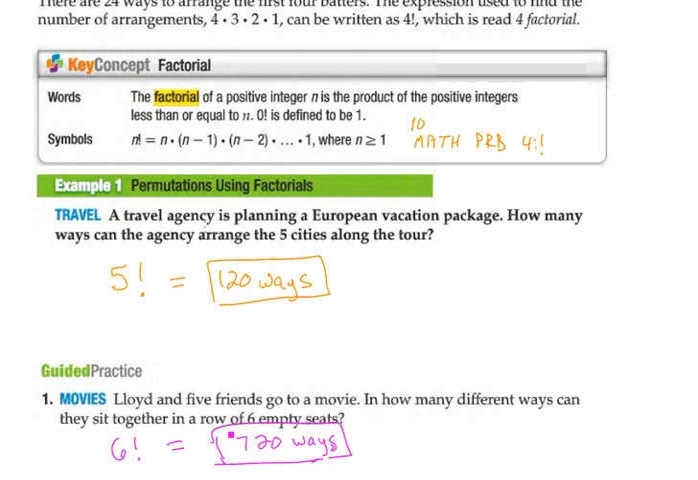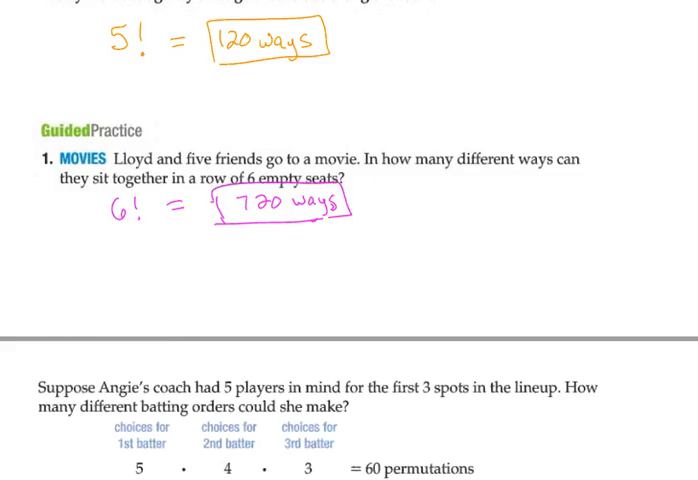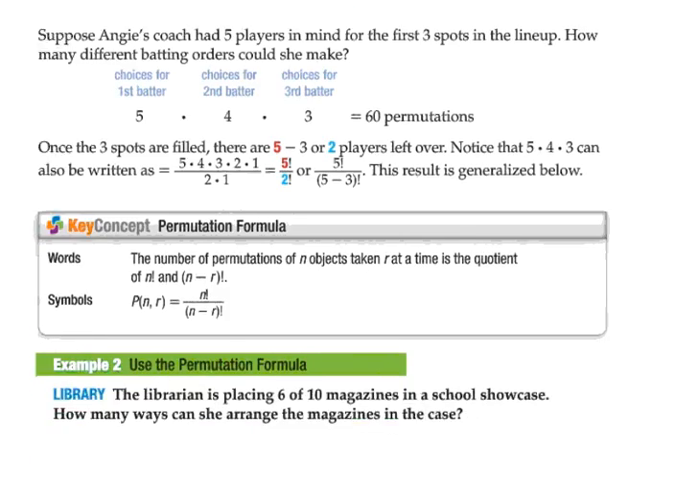Okay, seeing that we are arranging 6 friends, we have 6 factorial, which is 720 different ways. Okay, next part here deals with permutations. Again, suppose Angie's coach has 5 players in mind for the first 3 spots. So this is where we're choosing the 3 out of the 5. They do show the permutation that we talked about in the introduction. We didn't see it as a formula, but here it is right here.